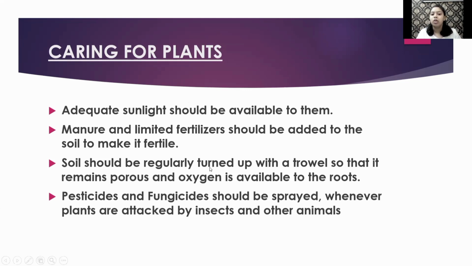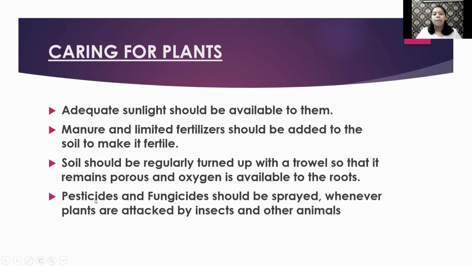Soil should be regularly turned up with a trowel so that it remains porous and oxygen is available to the roots. There has to be a gap between the soil, so that the oxygen travels down to the roots, and from there they are able to grow.